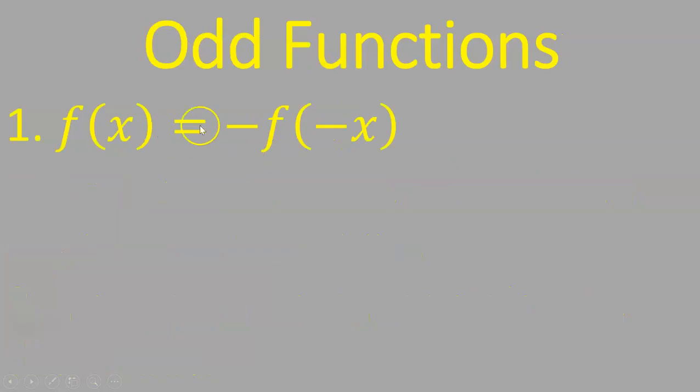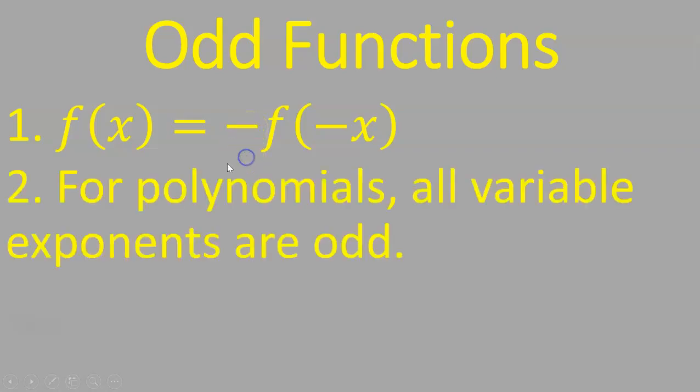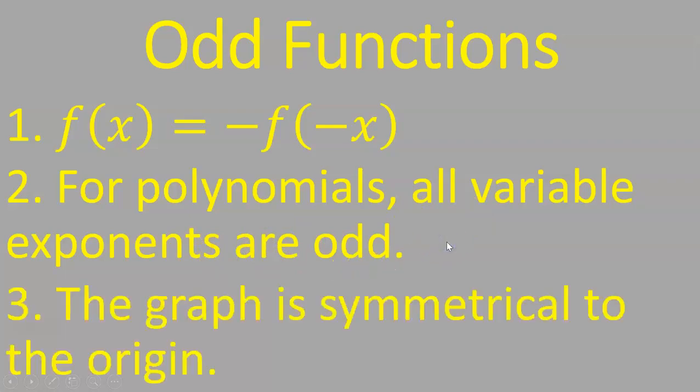For an odd function, if you replace every x with a negative x, the entire function is exactly the opposite of the original. But again, we're not going to focus on that so much. We're going to focus on perspective 2. For polynomials, all variable exponents are odd, and this is symmetrical to the origin. So let's take a moment to talk about symmetry. Even though this is not the primary focus of this video, it's still important that you know this.